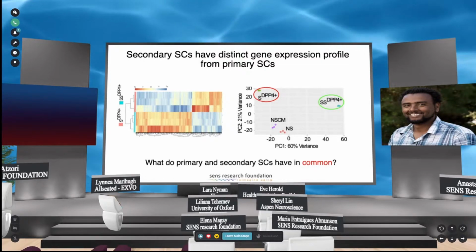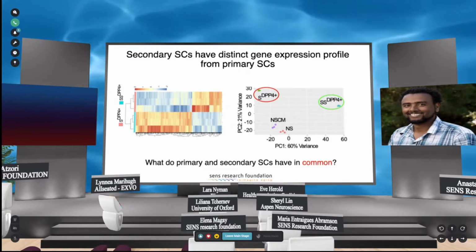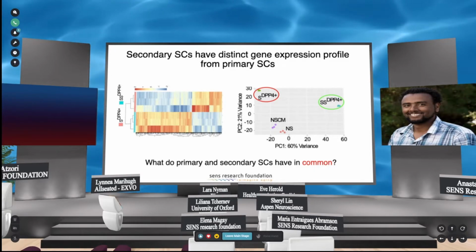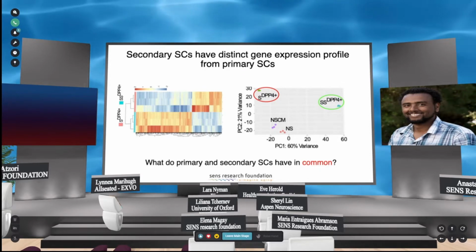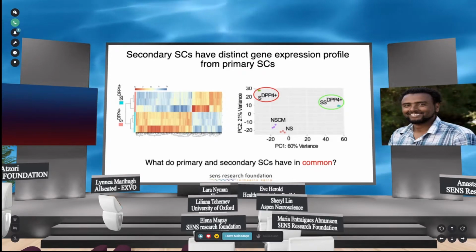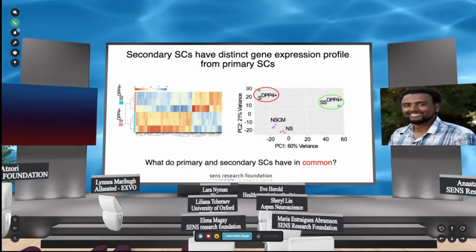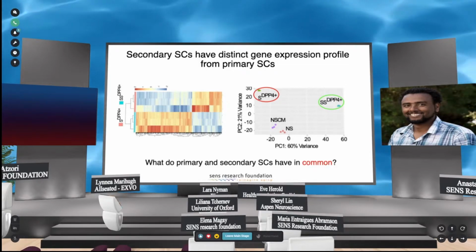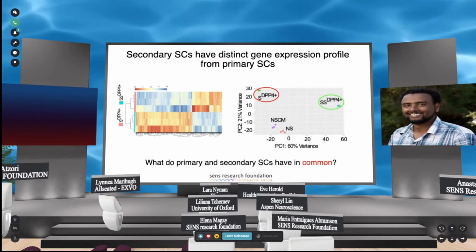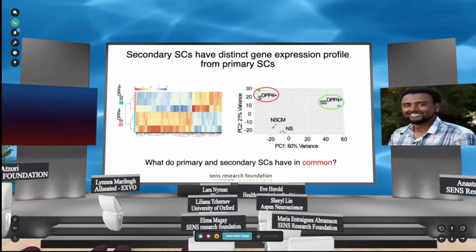I think the take-home message here is that, in general, the gene expression profile of secondary senescent cells is really different from that of the primary senescent cells. So this is interesting. We also did several downstream analyses looking at the details of the pathways and gene ontology terms, to see what makes them different and similar.